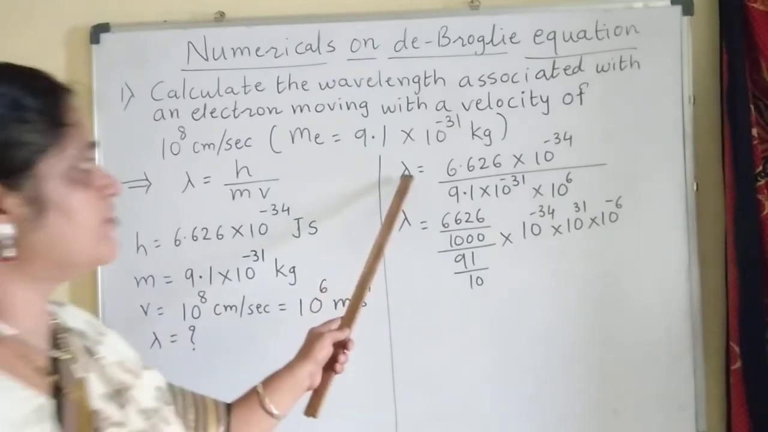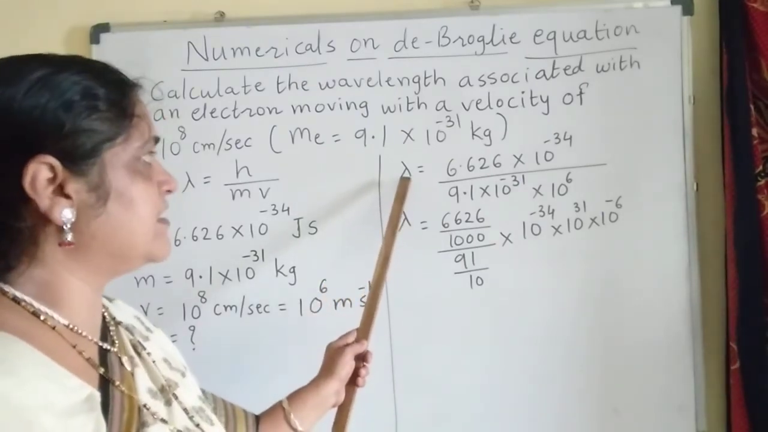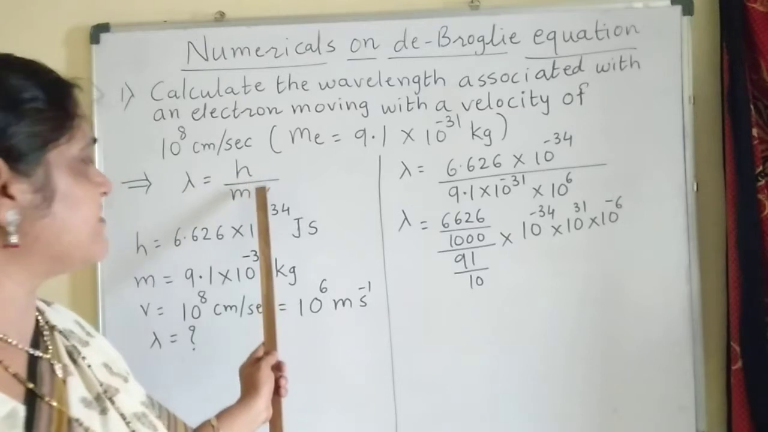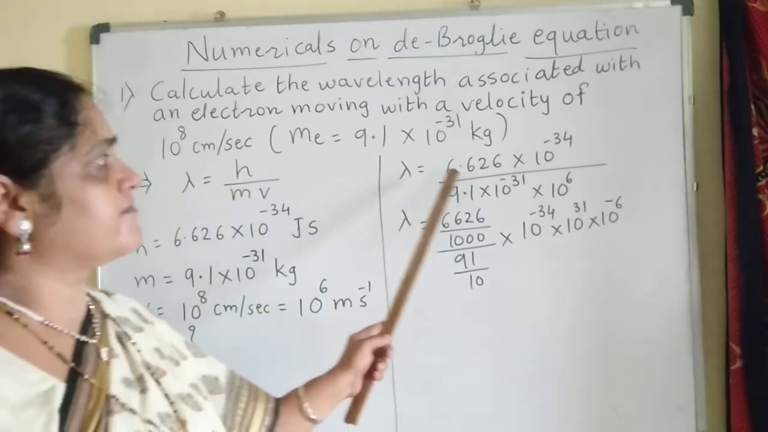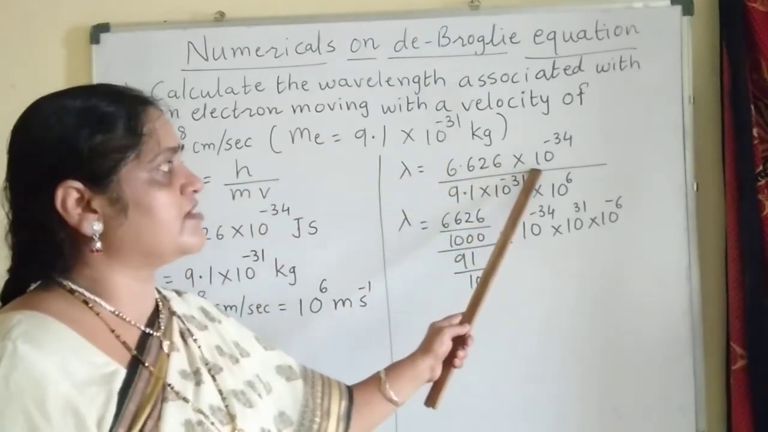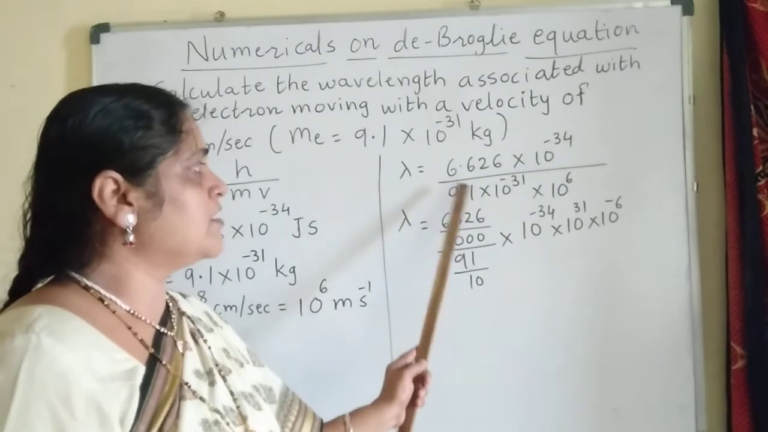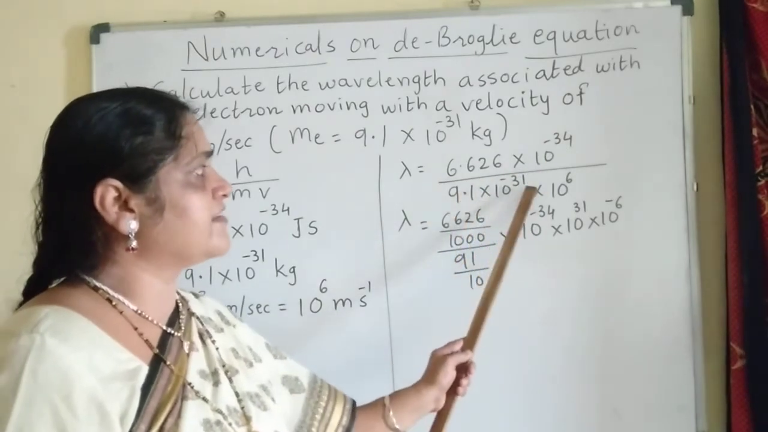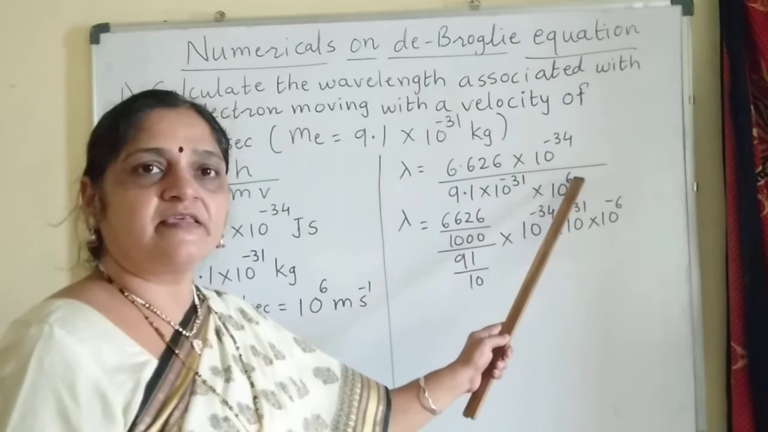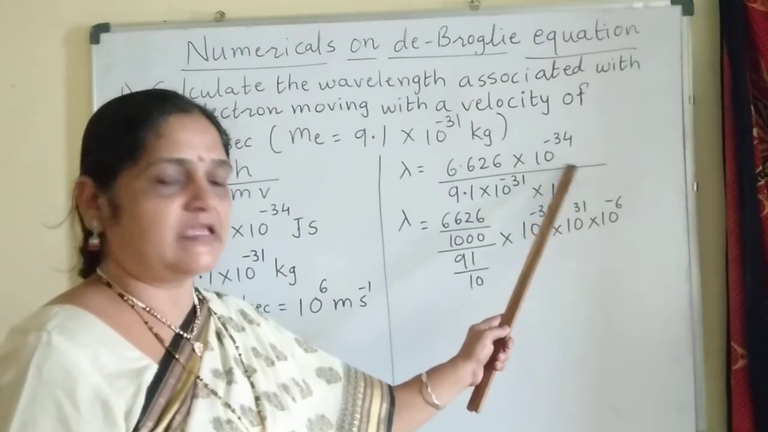So here I am going to put the values in the equation. Lambda is equal to h upon mv. So lambda is equal to 6.626 into 10 raised to minus 34 upon 9.1 into 10 raised to minus 31 into 10 raised to 6. This way we are going to put the values in the equation.